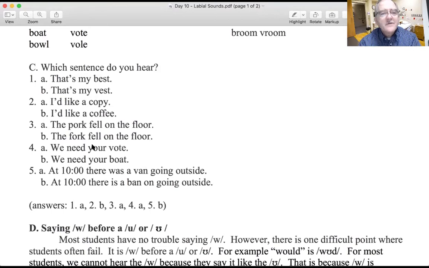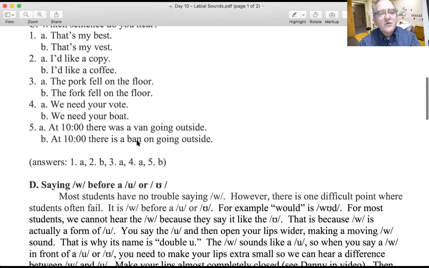Next, we have number three. The fork fell on the floor. The fork fell on the floor. What is it? A or B? It's B. The fork fell on the floor. Number four. We need your vote. We need your vote. That's A. We need your vote. V, b, v, b.